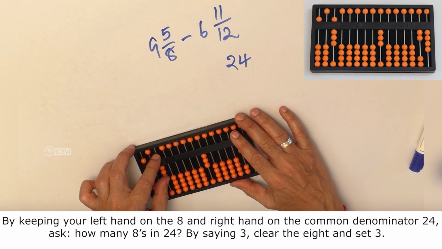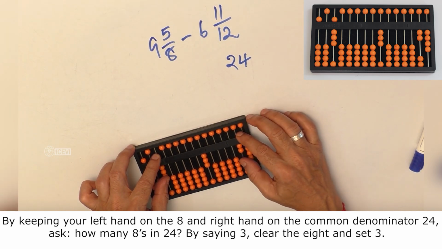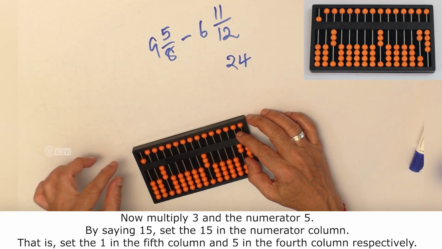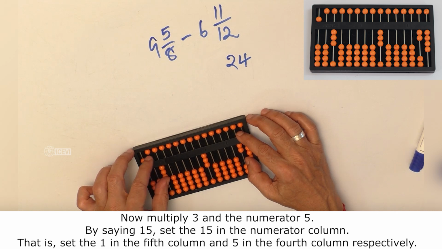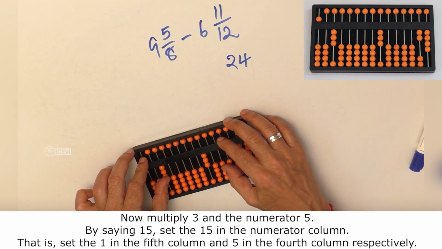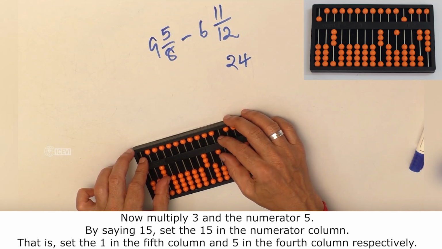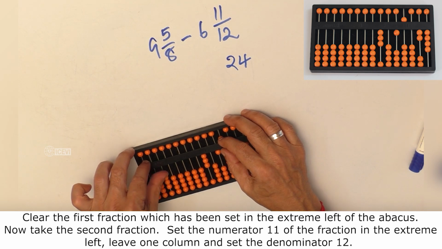By keeping your left hand on the 8 and right hand on the common denominator 24, ask how many 8s in 24. By saying 3, clear 8 and set 3. Now multiply 3 with the numerator 5 by saying 15, set the numerator 15 in the numerator column. That is, 1 is set in the fifth column and 5 in the fourth column respectively. Clear the first fraction which has been set in the extreme left of the abacus.